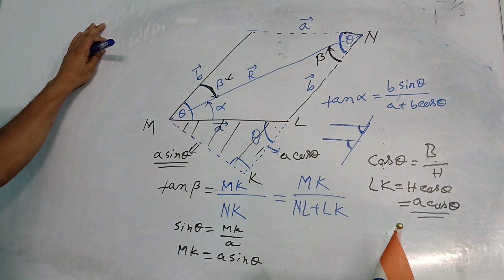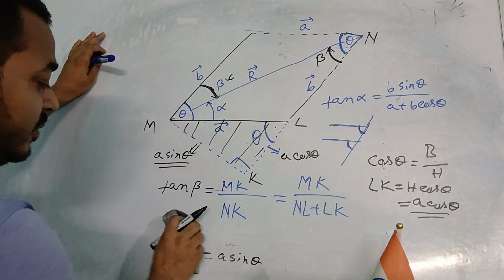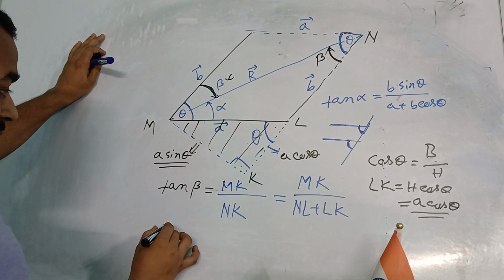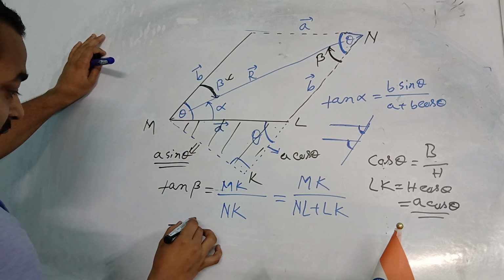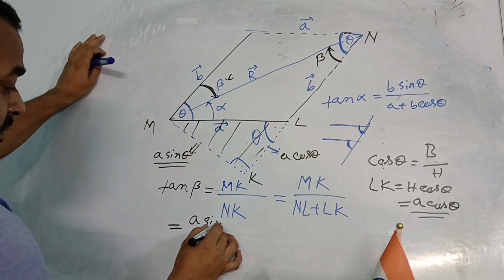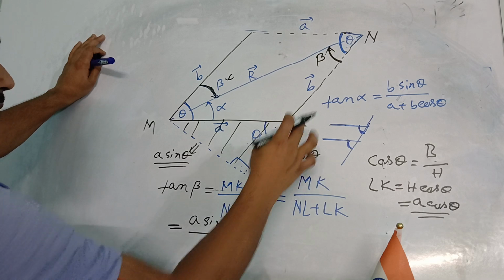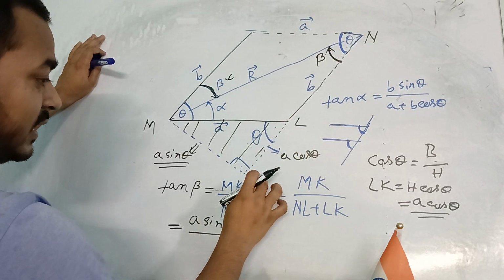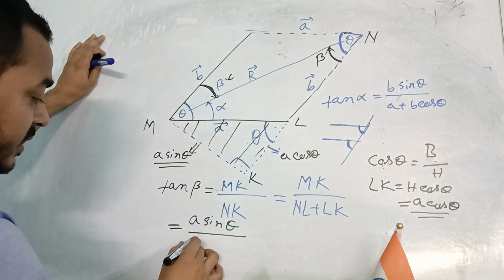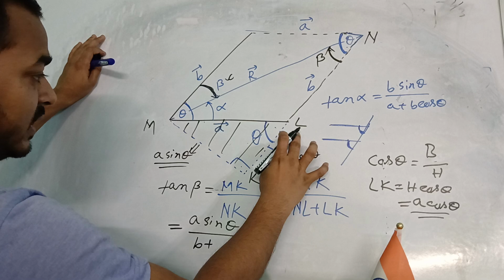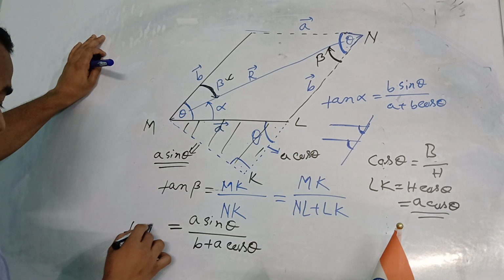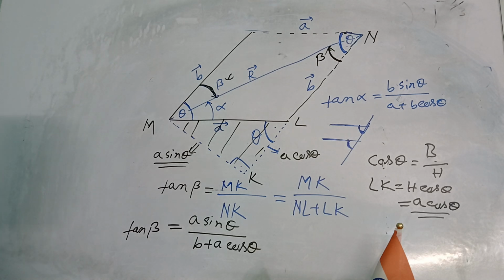Clear? Very easy. Now we have to put the values. Now we put the values and try to find out the value of tan beta. MK we are getting A sin theta divided by NK, and NK means NL plus LK. NL is the magnitude of B, and LK is A cos theta. So tan beta is equal to A sin theta divided by B plus A cos theta.